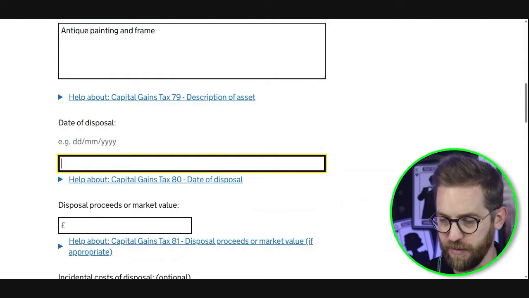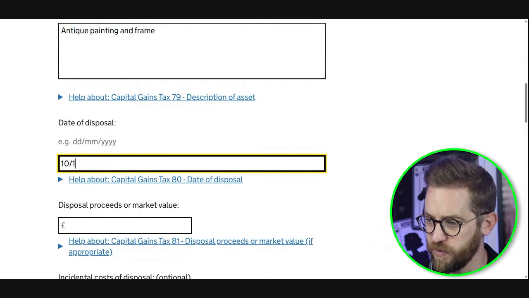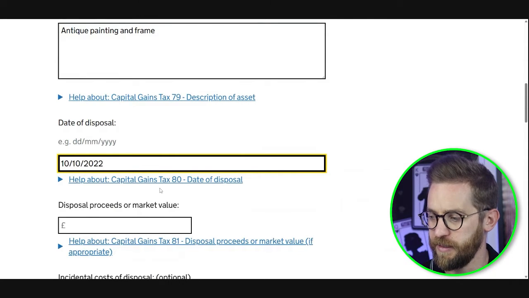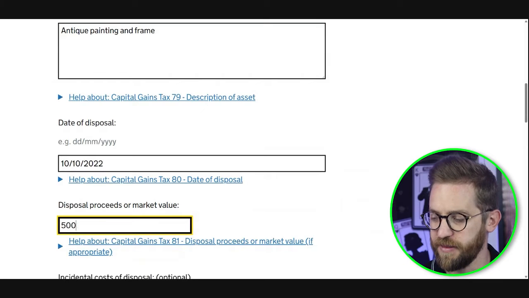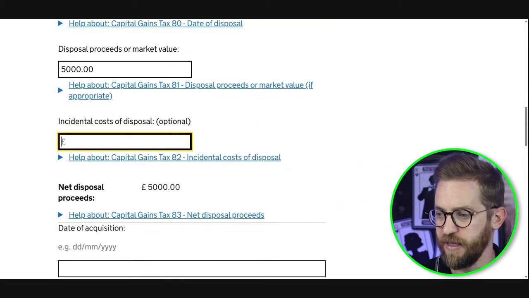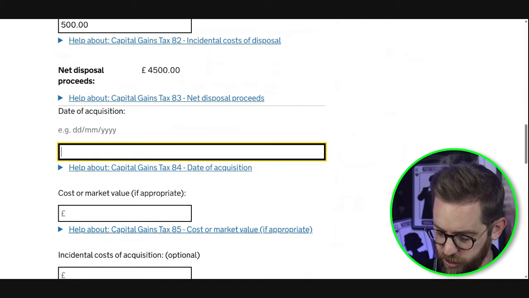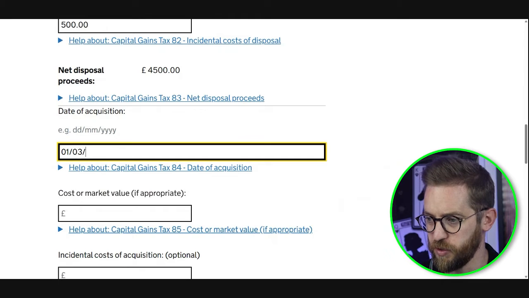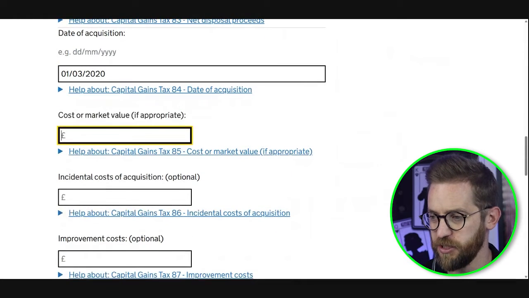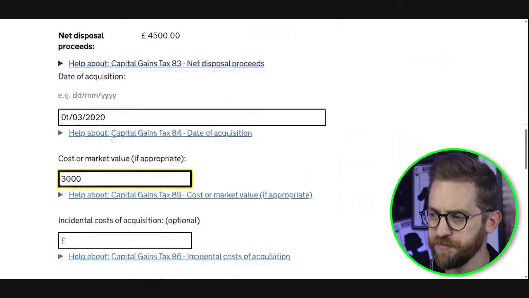So exactly as we did before, you want to provide the date of the disposal. So if we went with the 10th of the 10th, 2022, and let's say we dispose of it for £5,000, maybe we had to pay again a fee, £500 on sale. The date of acquisition, so we could go with the 1st of March 2020, whenever it might have been. The cost on acquisition, so I'll go with £3,000. So I've only made a small gain on this one.